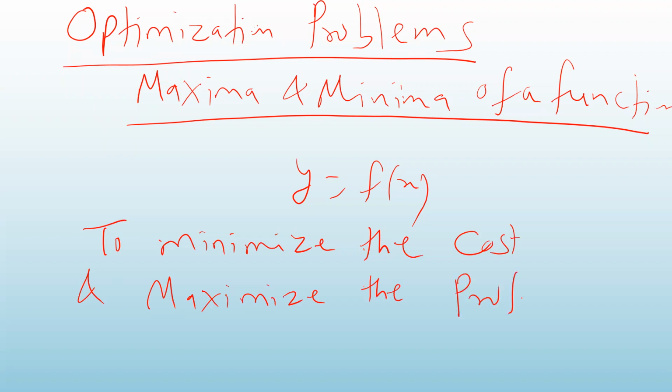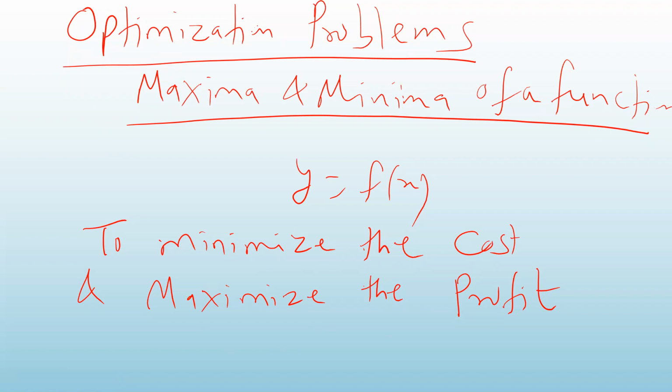So we know that in any factory or in any organization, the aim is what? To minimize the cost. So we are going to see how to minimize the cost and how to maximize the profit. Profit, everybody would like to have more, correct? So how to maximize the profit? So these are the two aims of any organization. Let us see how will we do that with the help of derivative.